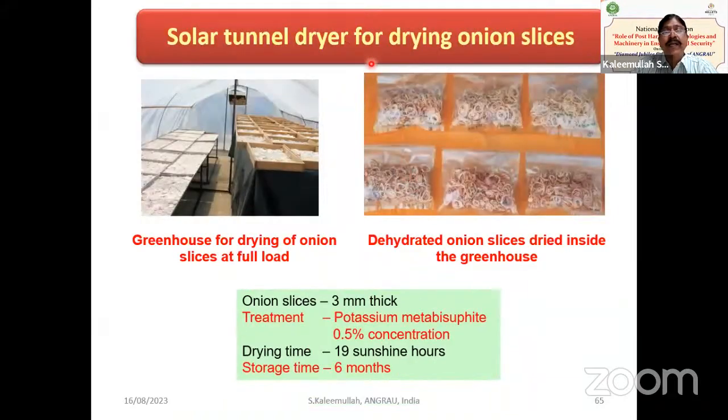Similarly, this solar tunnel drying can be used for onion slices also. Sometimes the onion price is very high, maybe 100 rupees per kg. Sometimes it is available at 5 rupees or 10 rupees per kg. At that time, when it is available in the market at a very low price, we can make it into slices, dry it, then pack it and sell it in the market. Or you can make a powder also and sell it in the market. You can keep it for at least 6 months.